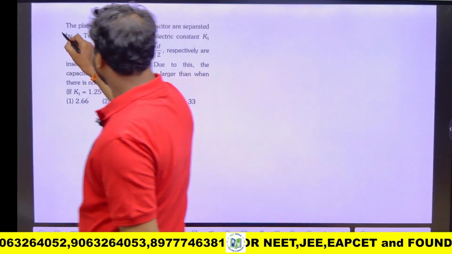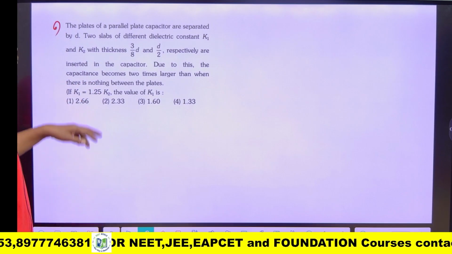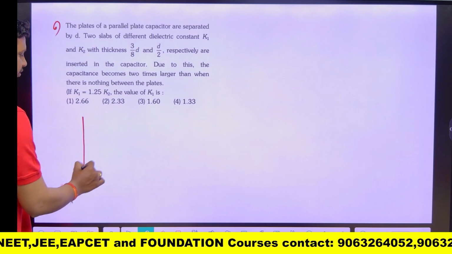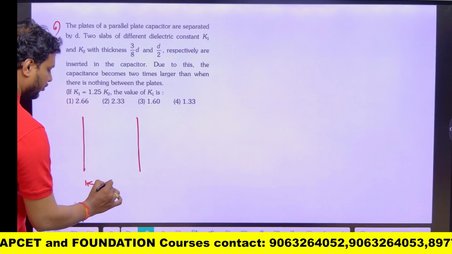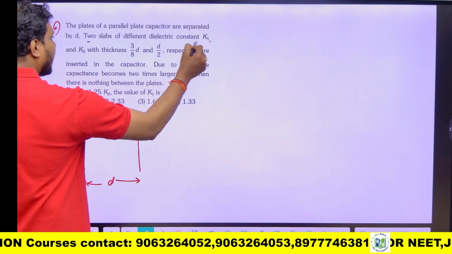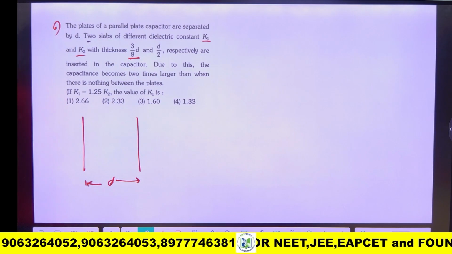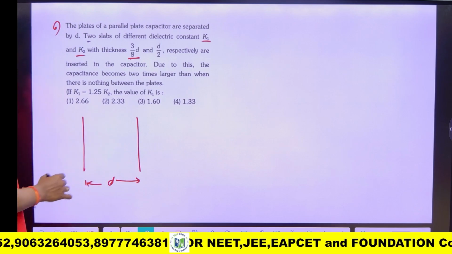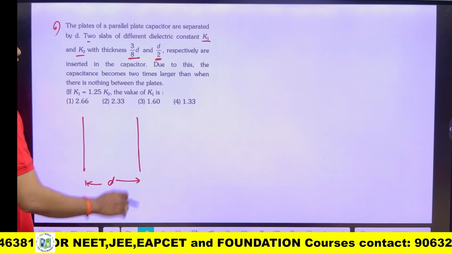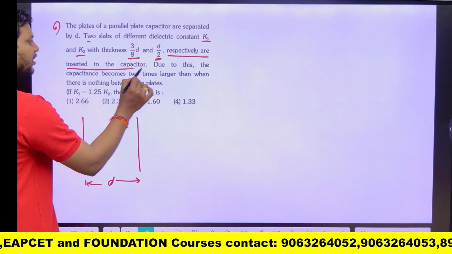Question number 6. This was a question from the capacitors topic. They have given that the plates of a parallel plate capacitor are separated by a distance d. So I'll take this as a capacitor plate. The plates are separated by a distance d, and two slabs of dielectric constants K1 and K2 with thickness 3d by 8 and d by 2 respectively are inserted in the capacitor. 3d by 8 is obviously less than d by 2.